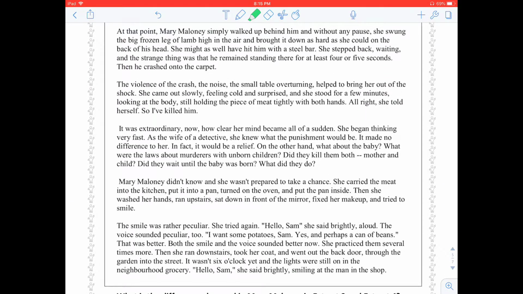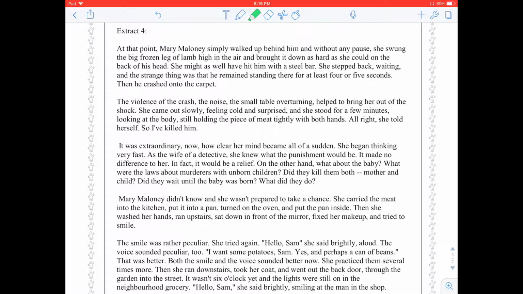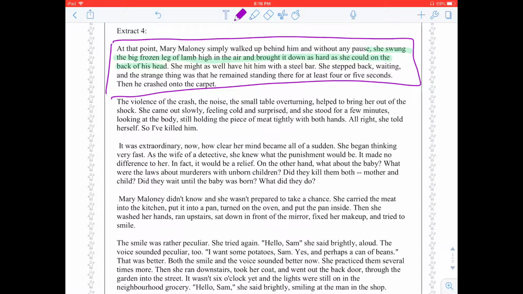Extract 4. So let's look at this. At this point, Mary Maloney simply walked up behind him and without any pause, she swung the big frozen leg of lamb high up in the air and brought it down as hard as she could on the back of his head. So look at this. At this part, we know that Mary Maloney has killed her husband.